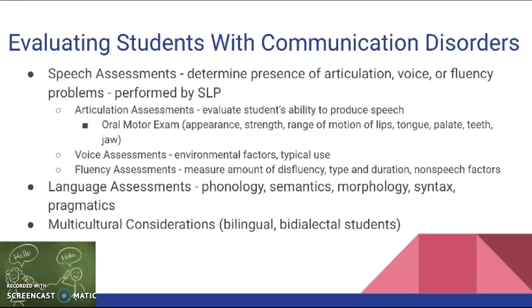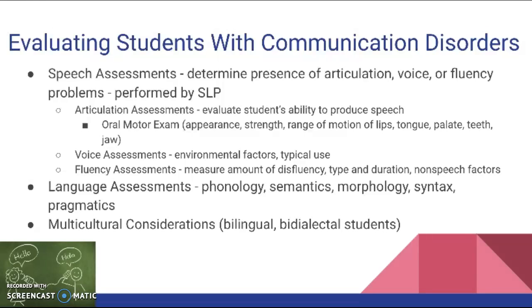Articulation assessments evaluate a student's abilities to produce speech in single words, sentences, and conversation. It typically includes an oral motor exam of the appearance, strength, and range of motion of the lips, tongue, palate, teeth, and jaw. Voice evaluations focus on environmental factors and typical use. Fluency assessments measure the amount of disfluency and the type and duration of disfluencies along with non-speech factors.